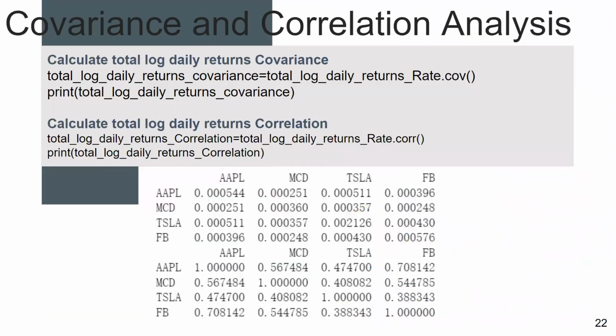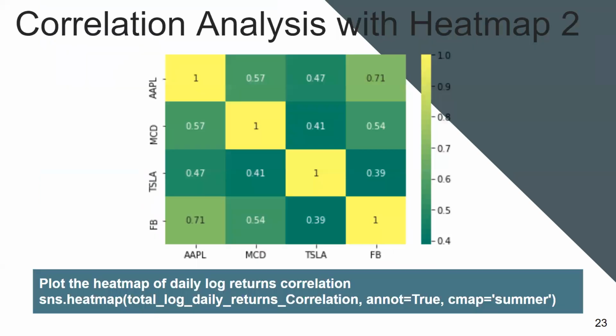We calculate the log daily returns covariance and the total log daily return correlations. According to the total log daily returns correlation, we plot the heat map of the daily log returns correlation. As we can see from the figure, the correlation between Apple and Facebook is strongest, followed by Apple and McDonald's, and Tesla and Facebook are the weakest.